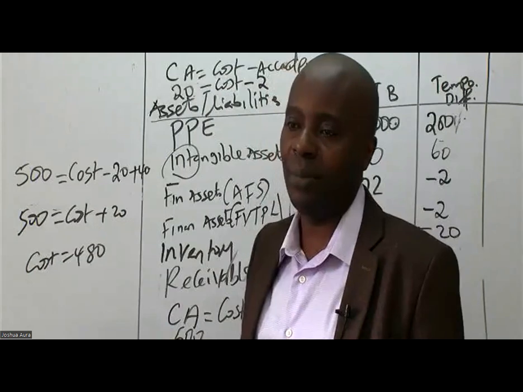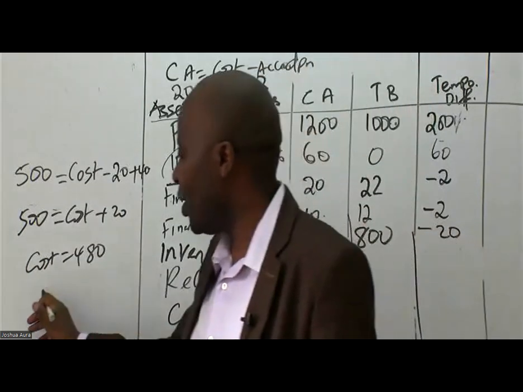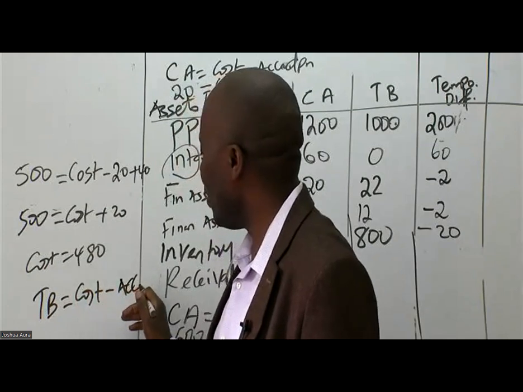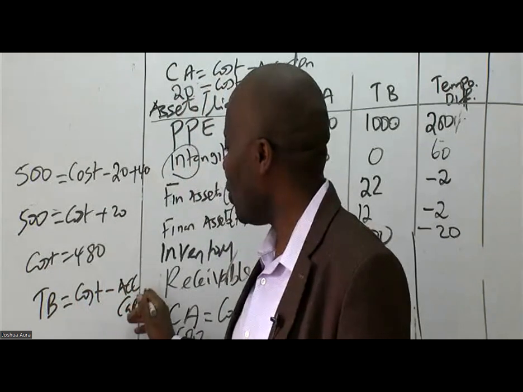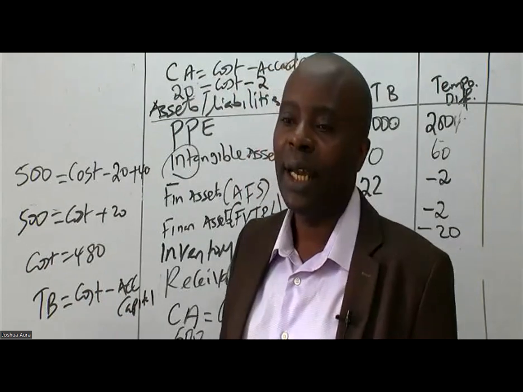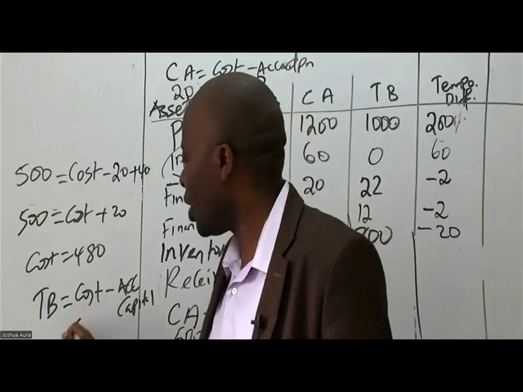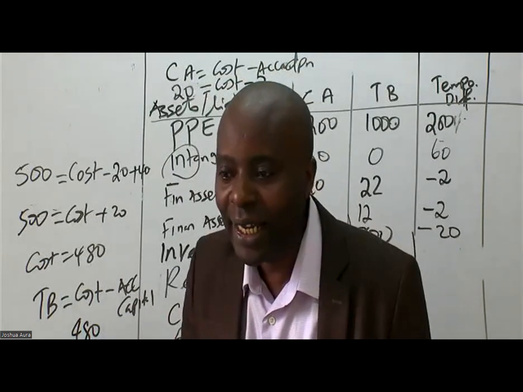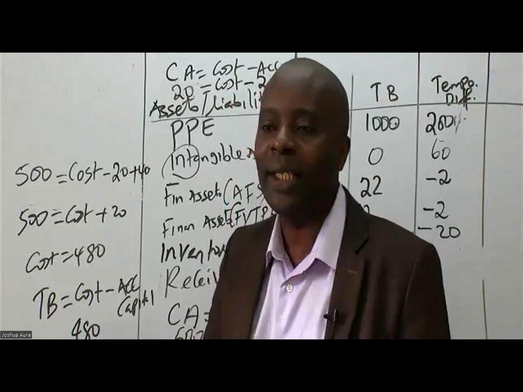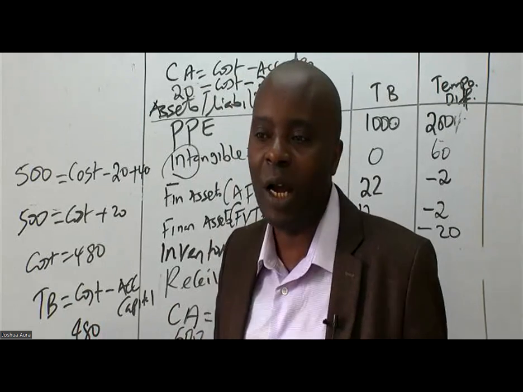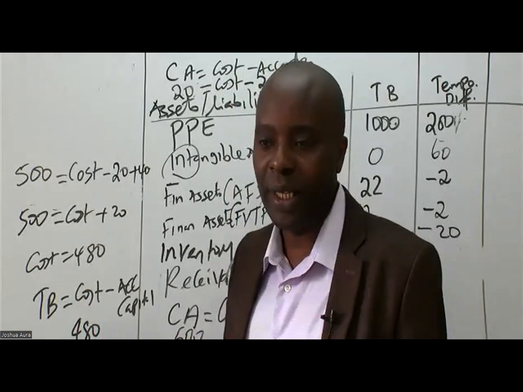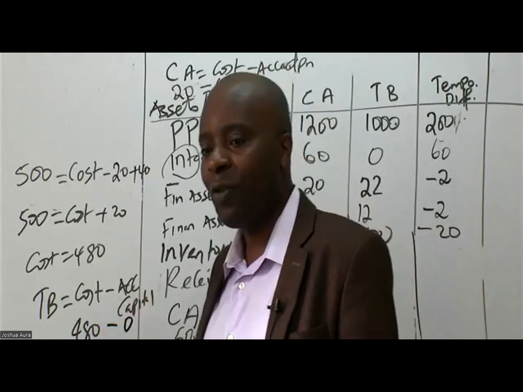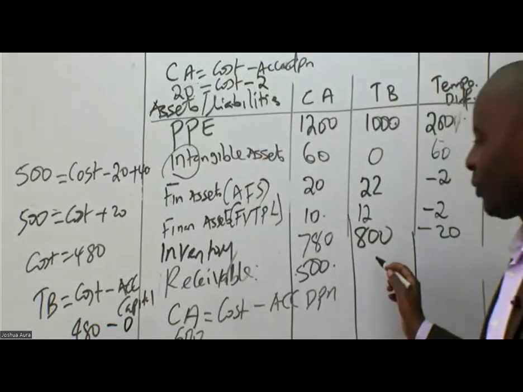And once now you get the cost of this thing, it's very easy for you to get the tax base. So to get the tax base, I will take the cost minus any accumulated capital allowance. So the cost, ladies and gentlemen, here is 480. We have been told that there is nothing that the taxman is allowing. He's not giving us any allowance there. So the accumulated capital allowance is 0. So therefore, the tax base in this case here will be what, somebody we are following?